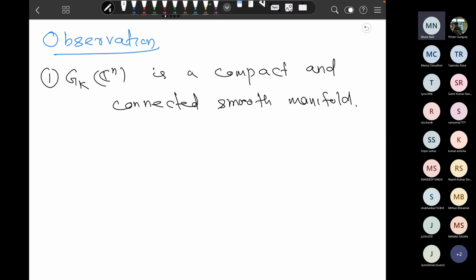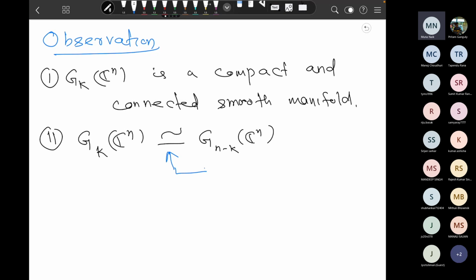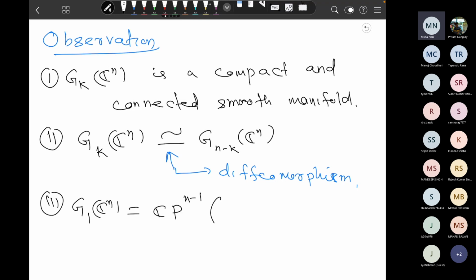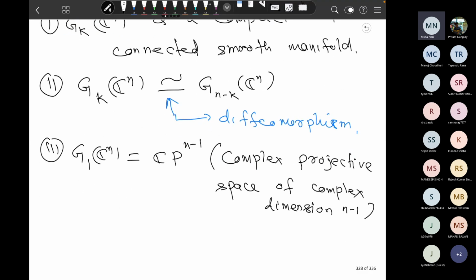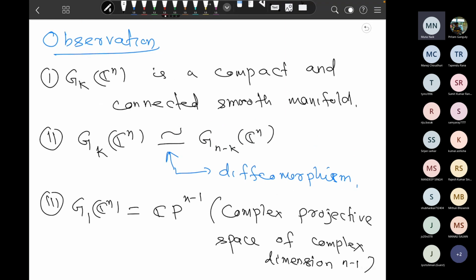Now there is a symmetry between k and n minus k. Therefore G_k(C^n) is diffeomorphic to G_{n-k}(C^n). The third thing is that G_1(C^n) is CP^{n-1}, the complex projective space. This is a complex dimensional model; it is not the real dimension, it is the complex dimension. Similarly, you can calculate the dimension of G_k(C^n).